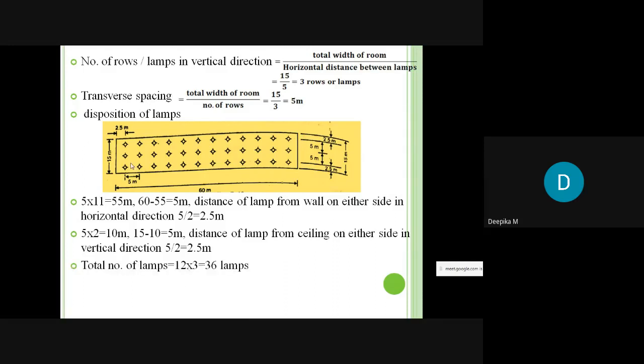Next, total number of lamps means rows into columns. So there are 3 rows into 12 columns. So that is nothing but 36 lamps. Wattage of each lamp can be calculated as total wattage by number of lamps. So therefore, 488.3 you'll get, which is nearer to 500 watt.